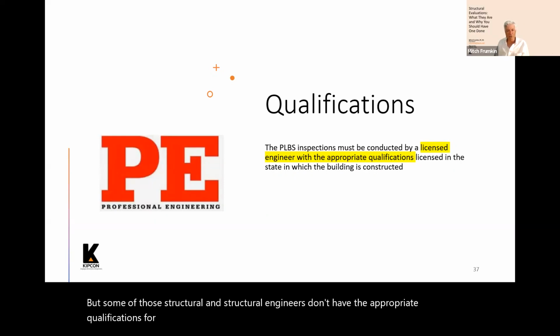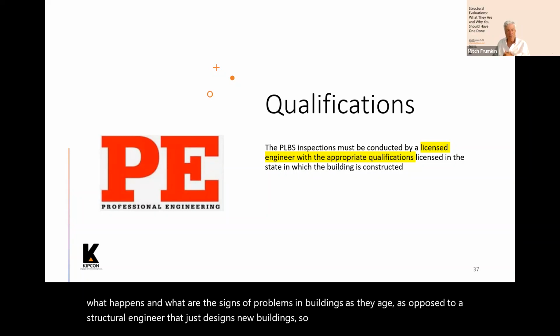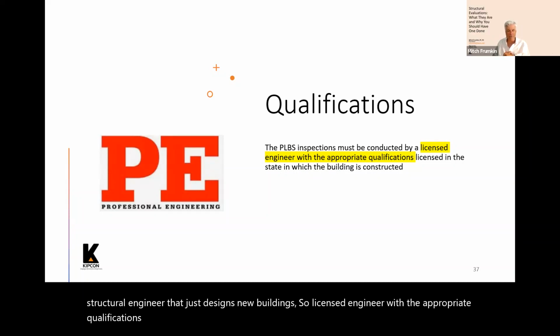For example, in order to do these type of inspections, you need to know what happens and what are the signs of problems in buildings as they age, as opposed to a structural engineer that just designs new buildings. So licensed engineer with the appropriate qualifications are very important.